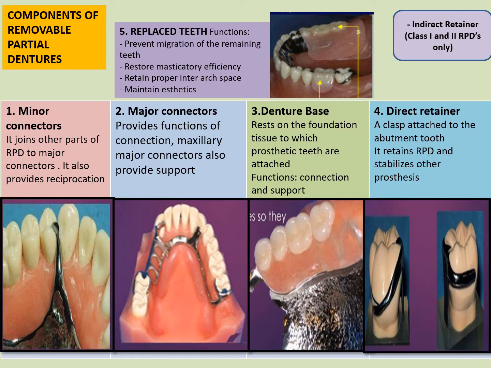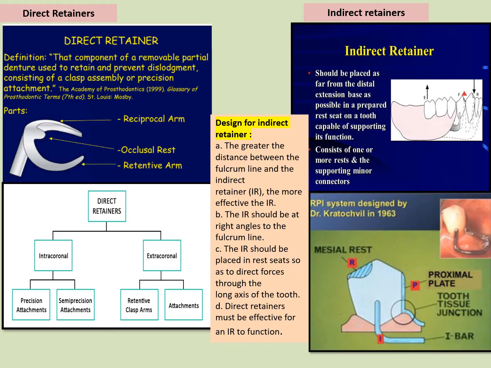Then we have the denture base. Direct retainers are the clasps, suprabulge and infrabulge clasps, that give retention so that the prosthesis doesn't come out. Then the replaced teeth, made up of acrylic or porcelain, help in restoring the masticatory efficiency, maintaining the aesthetics, and preventing the migration of the remaining teeth. And then we have the rest and the rest seat too. They mainly provide the support so that your denture doesn't sink into the gingiva and doesn't move tissue-wards. It will prevent the tissue-ward movement.